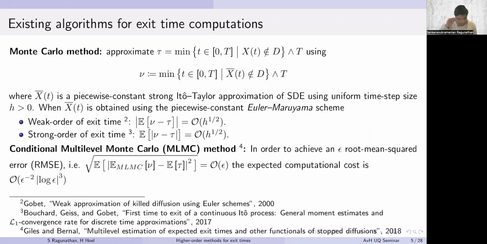So Giles and Bernal also showed a new method which was relating to conditional multi-level Monte Carlo method in order to compute the exit times of processes. And what they basically do is they spawn more paths just before the process actually exits the domain and compute the conditional expectation based on that. So which basically improves the variance, and you see that you compute the mean exit time using multi-level Monte Carlo method for a lower computational cost as shown here.